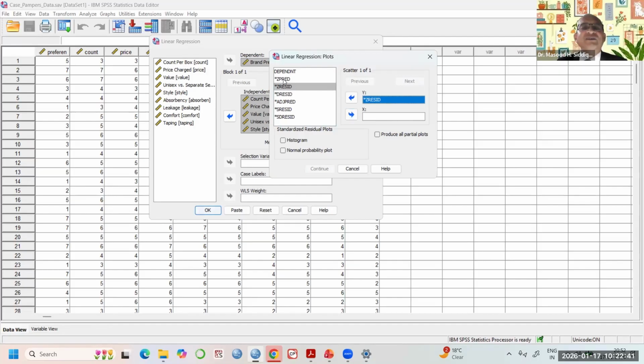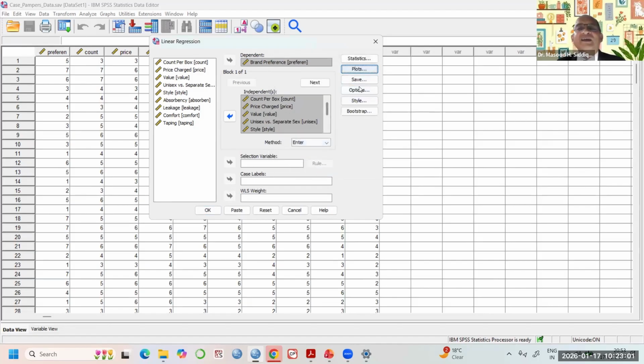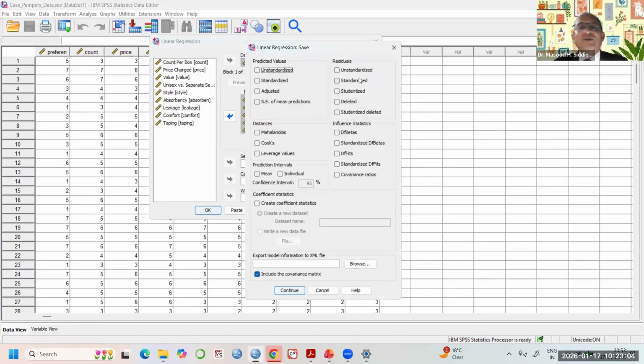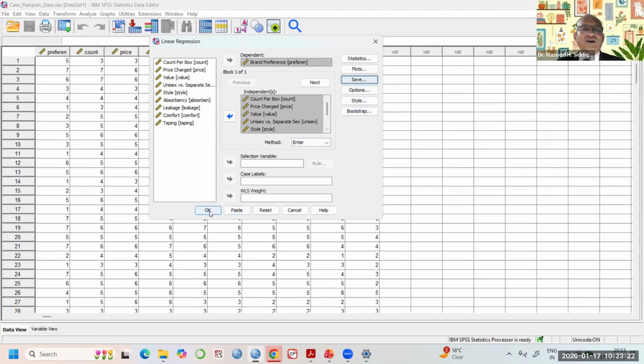And in the X, we have this Z predicted, right? And we will be selecting histogram and normality plot just to check the normality, that is an assumption we will be discussing later on. So for the time being, I am just demonstrating how these things are to be entered in the analysis, right? Then for the save, just for the demonstration purpose, I am taking the predicted value as well as the residual value, both unstandardized. Though they are not required in the first go, just for the demonstration purpose, I am taking these two. So everything is being done. Now we press OK.